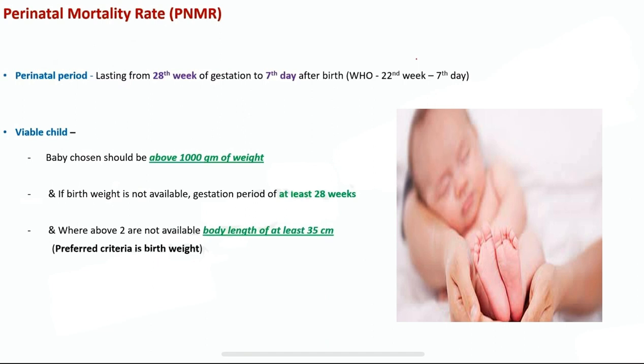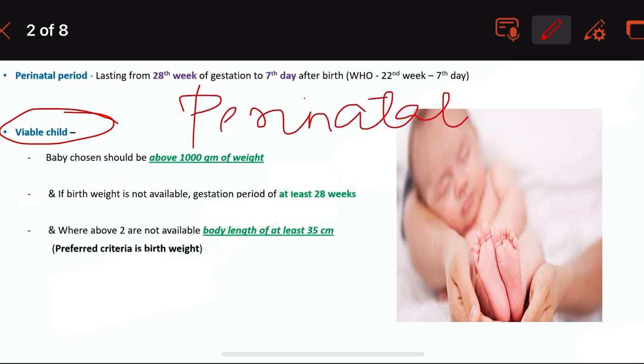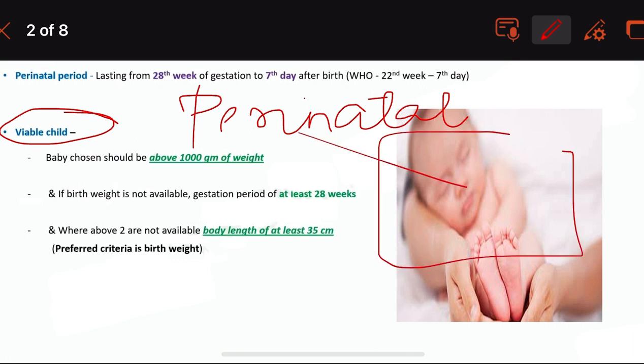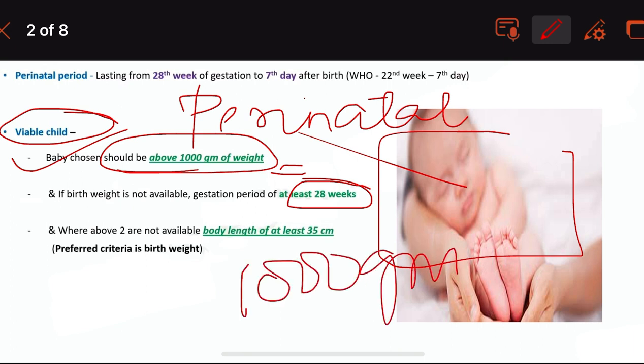Now, what is a viable child? To include babies under the perinatal statistics, which means the late fetal death, the live birth and early neonatal death, we have to have a certain criteria. So that is the viable child. To include a baby under the perinatal statistics, he should be weighing above 1000 grams, which is equal to 28 weeks of gestation. So the baby chosen should be above 1000 grams. Okay, it should be more than 1 kg.